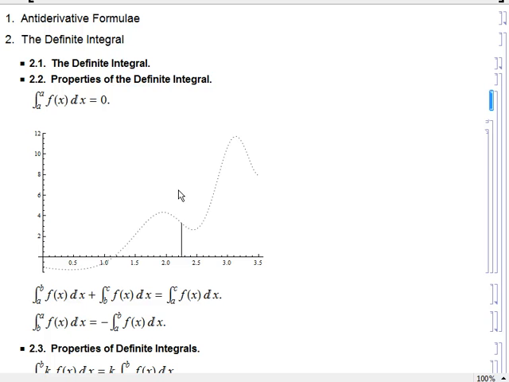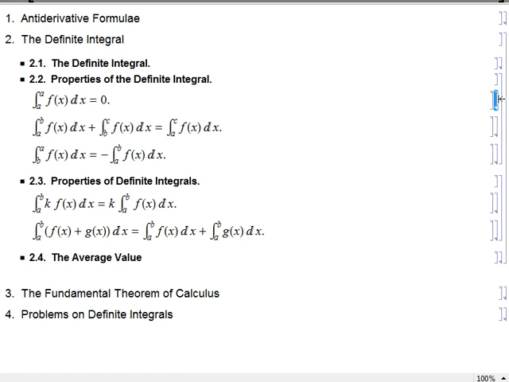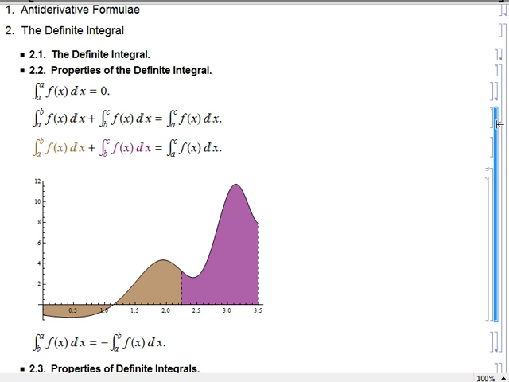So what's going to be the area? Of course, it's going to be 0. Next, this one is talking about the applicational side of the definite integral.